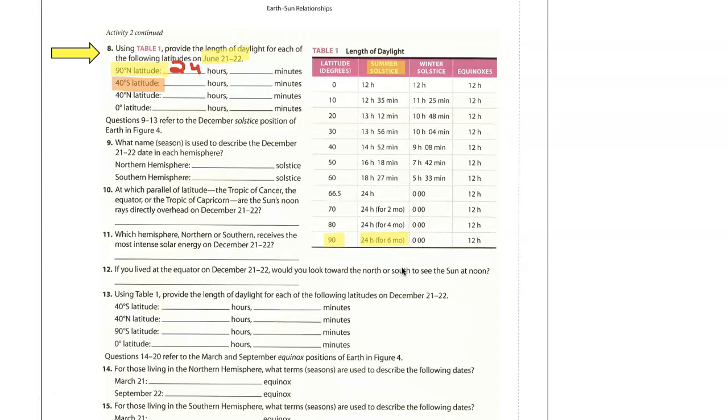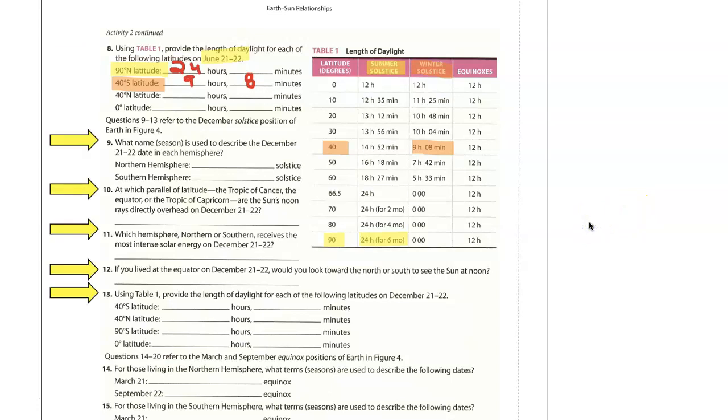40 degrees south. So here's 40 degrees. And on June 21st, the southern hemisphere is having winter. So we don't want to use this first column. We want to use this winter solstice column. And there we go. During the winter solstice for 40 degrees south, the length of day would be 9 hours and 8 minutes. So that's how that works. The rest of these, again, I think you can answer pretty straightforwardly by looking at the pictures and thinking about the geometry of the Earth and the sun and the shadows.